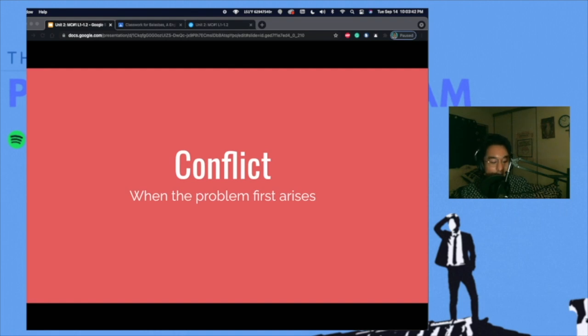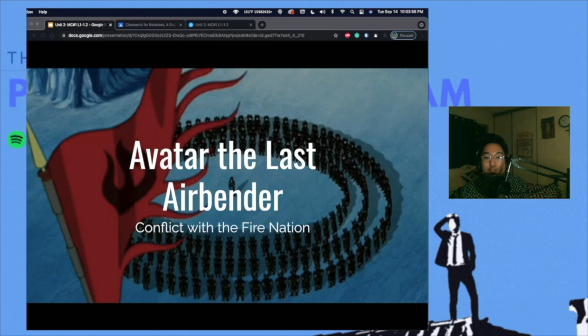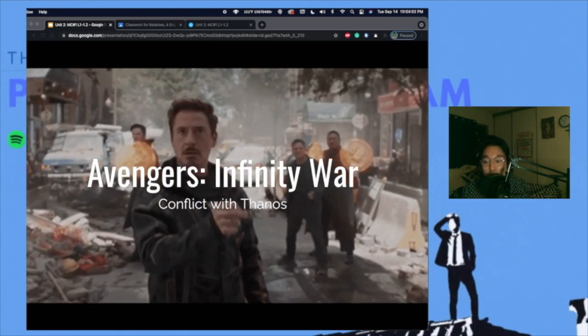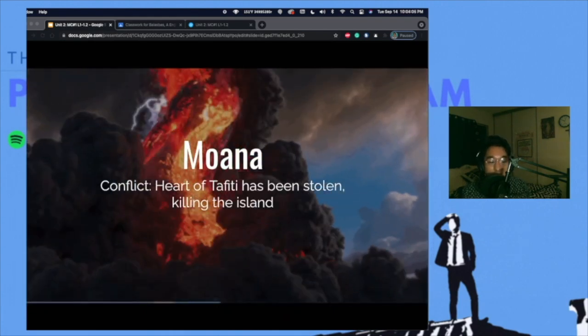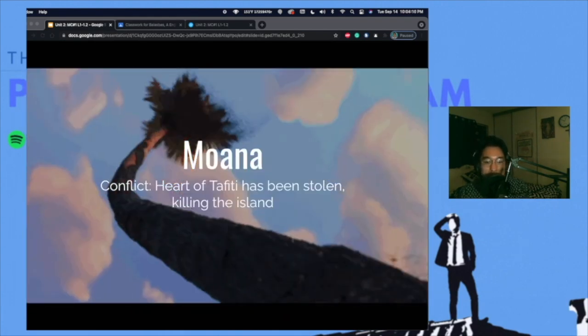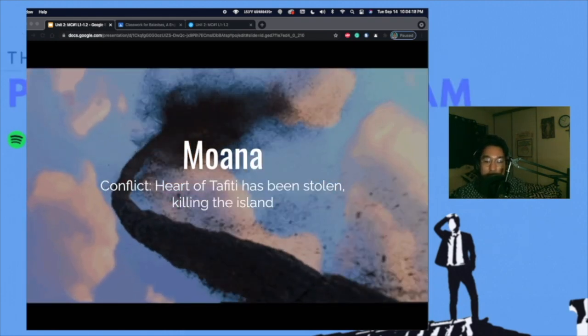Conflict. This is when the first problem arises. Avatar: The Last Airbender, conflict with the Fire Nation. Another example could be the Avengers movies, specifically Infinity War, conflict with Thanos. Or maybe Moana. The conflict is the Heart of Tefiti being stolen. It's killing the island. It creates a problem in the story for our characters to journey on.